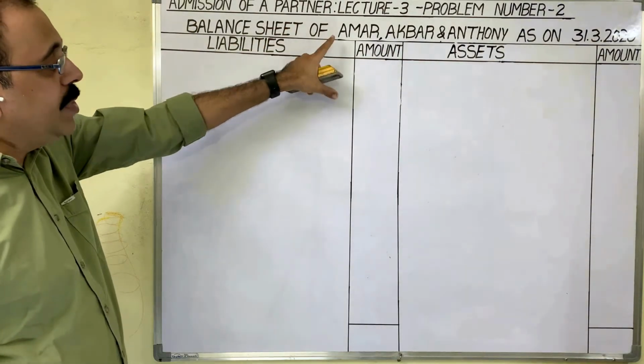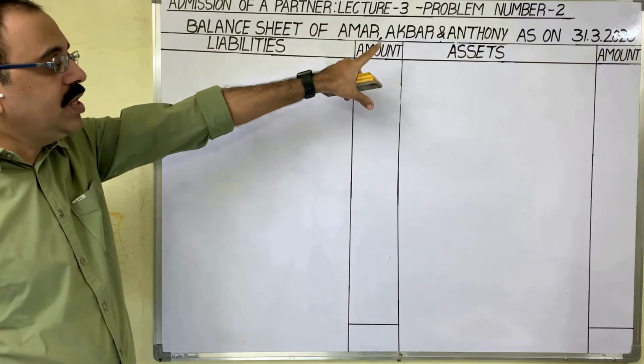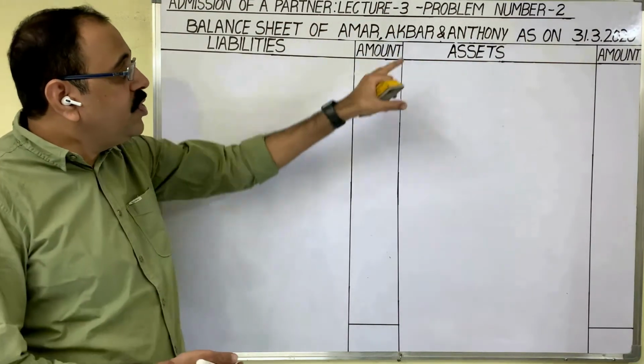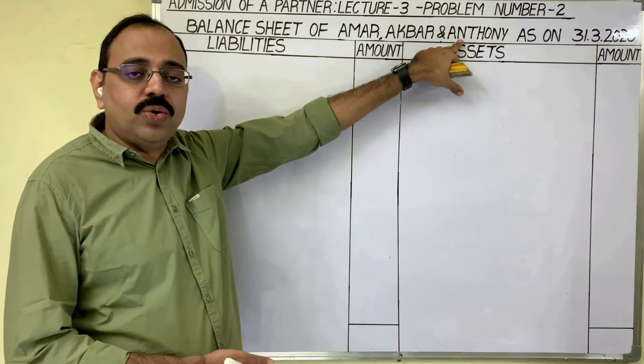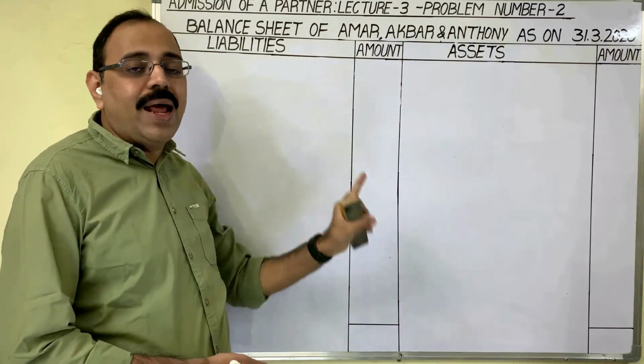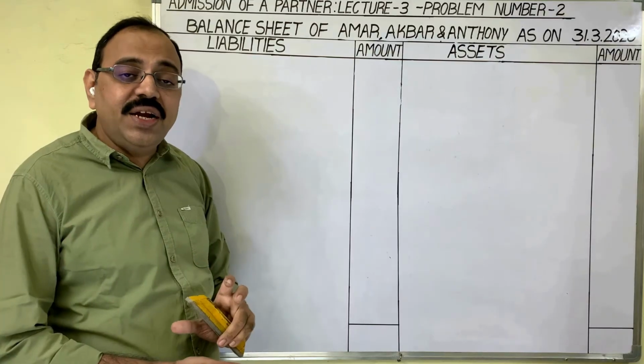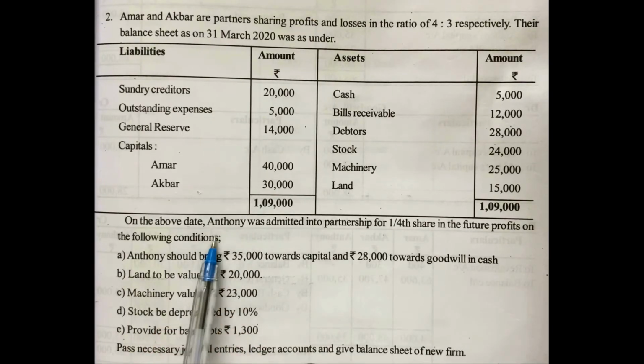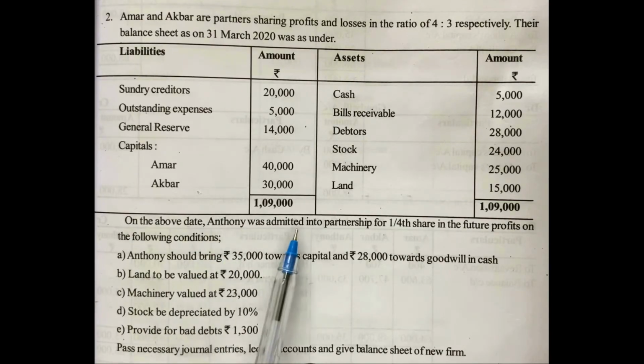Balance sheet of Amar, Akbar and Anthony as on 31st March 2020. As we have included the new partner's name also, this is called the new balance sheet. It contains the details of all the three partners. Based on the old balance sheet and additional information, we have to prepare the new balance sheet.